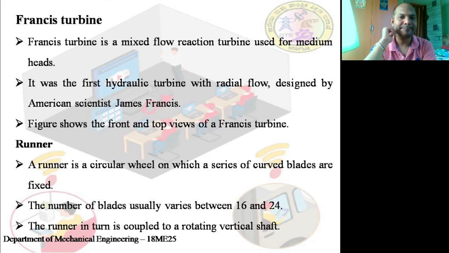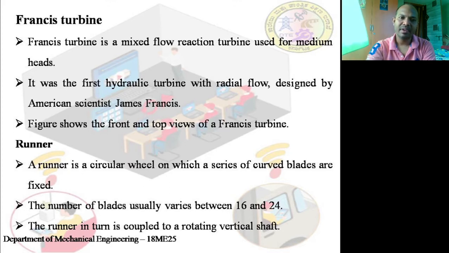Okay. It was the first hydraulic turbine with a radial flow, designed by American scientist James Francis. James Francis is the American scientist who invented this hydraulic turbine initially. The figure in the next slide shows the top and front views of the Francis turbine. The different parts of the turbine come under the runner.